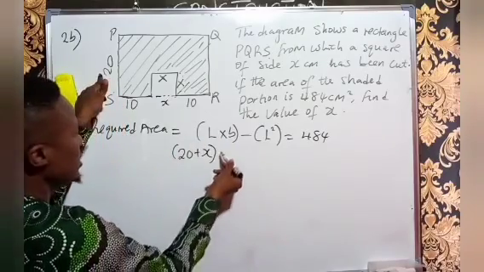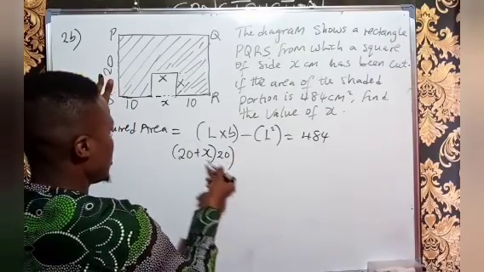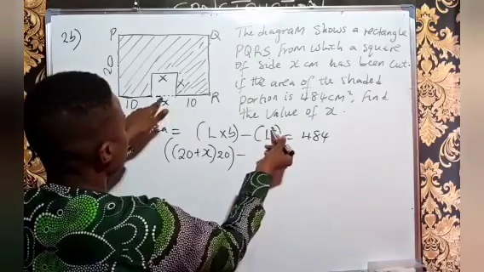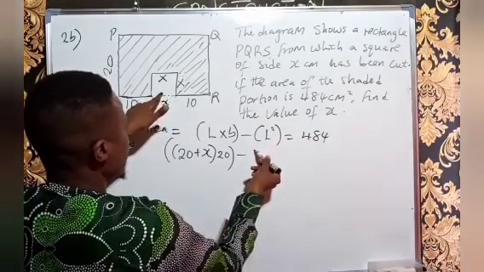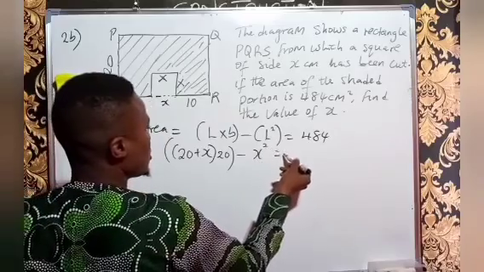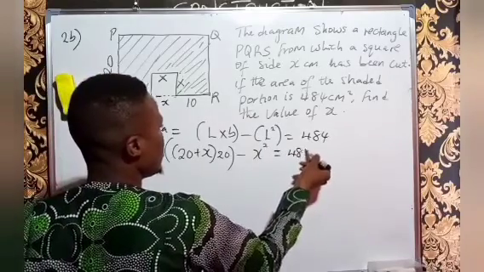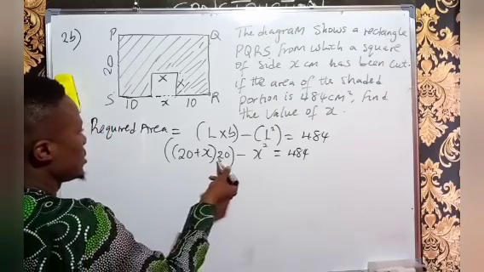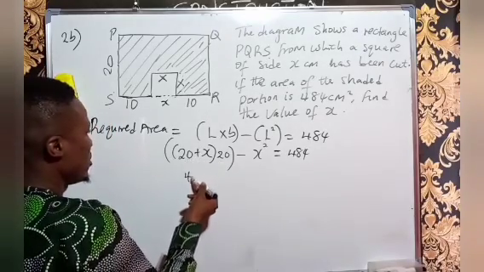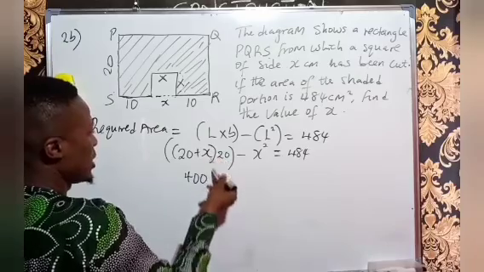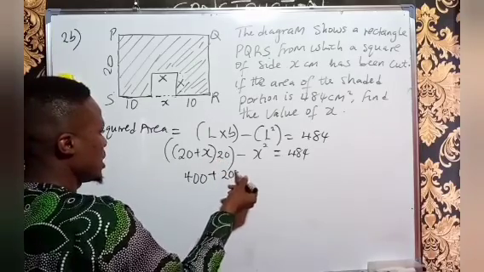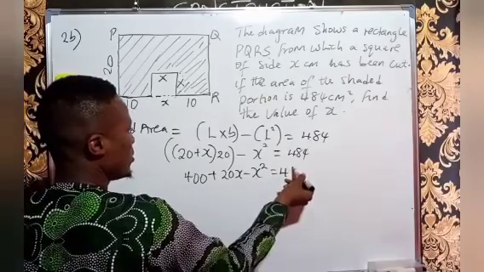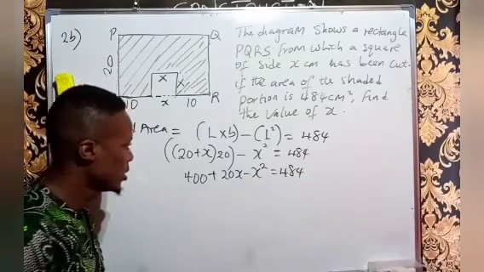The breadth is 20 minus the length of the square squared, which is x squared, equals 484. So let us open the bracket. 20 times 20 is 400. 20 times x is 20x, minus x squared equals 484.